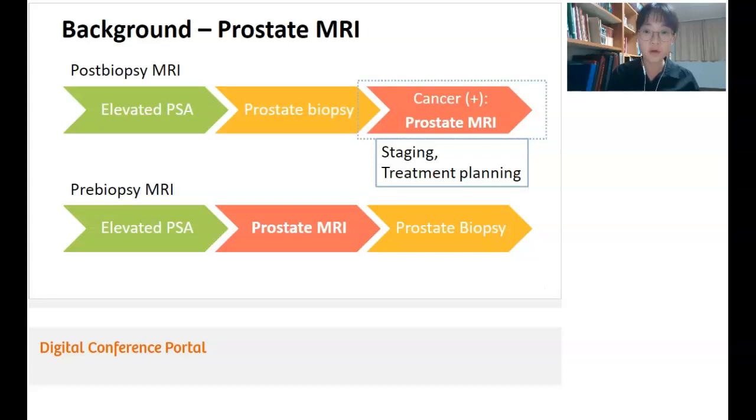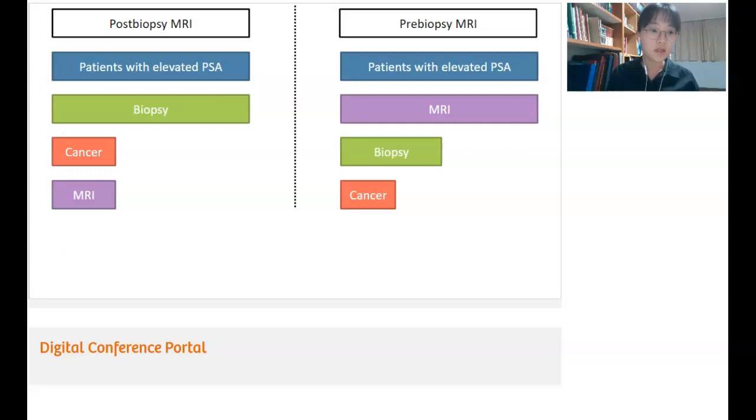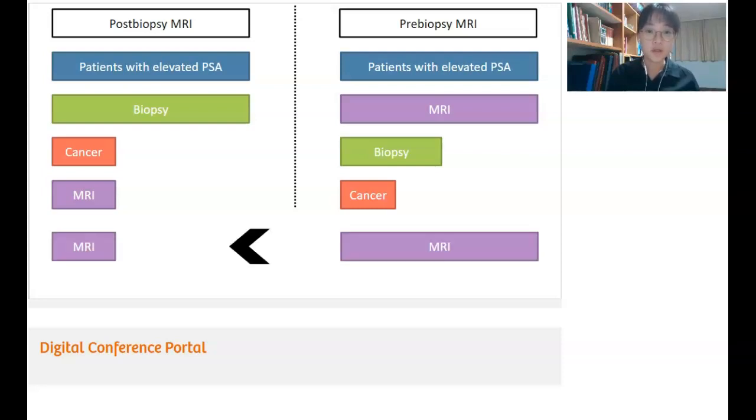Post-biopsy and pre-biopsy MRI have different roles. Radiologists try to find clinically significant cancer in pre-biopsy MRI, and we can do a targeted biopsy. I drew these schematic figures. Post-biopsy MRI examinations are performed in patients who are diagnosed with prostate cancer, but pre-biopsy MRI is performed first in patients suspected of prostate cancer. So the number of prostate MRI examinations has surged by performing pre-biopsy MRI.